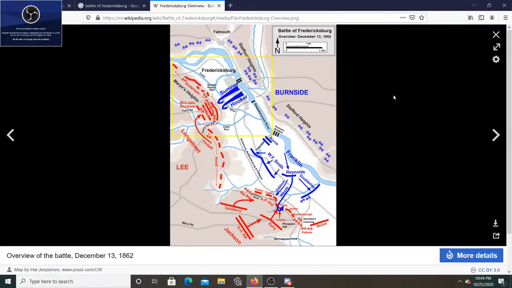The Union suffers heavy losses, and then Burnside retreats the army across the river. Some people consider Fredericksburg to be quite possibly the low point. It's definitely the low point for the Army of the Potomac, and it's arguably one of, if not the low point for the Union in the war.